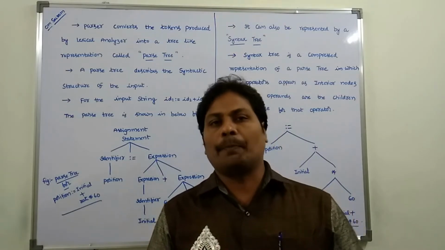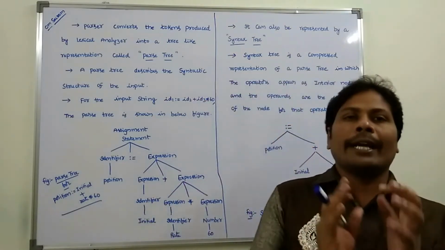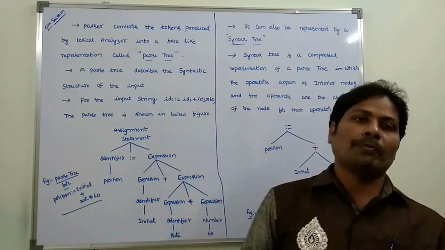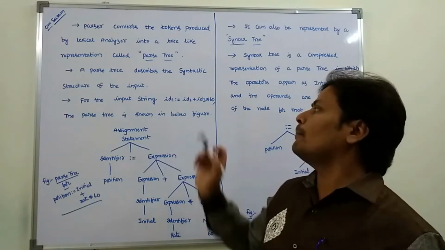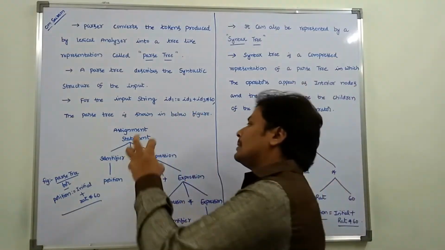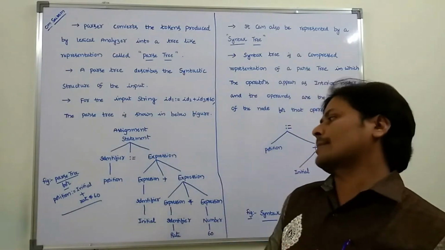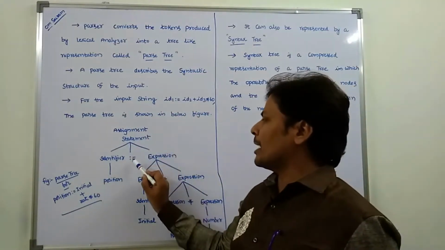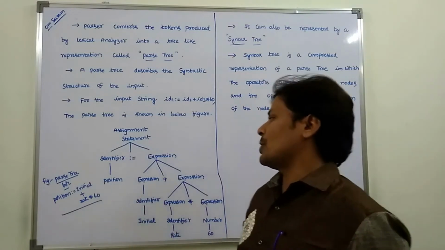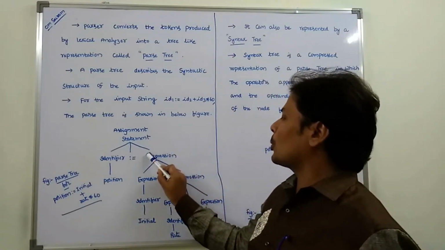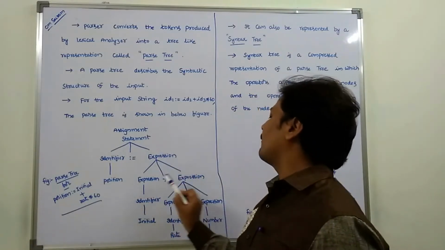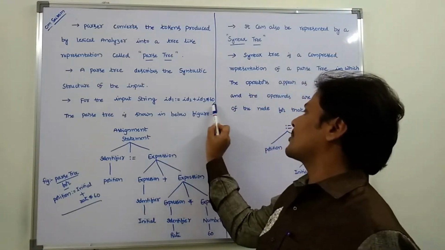Suppose we take the statement ID1 is equal to ID2 plus ID3 into 60. This statement can be obtained from position is equal to initial plus rate into 60. That can be represented by using a parse tree. Here the assignment statement is equal to, where the identifier is position. Now this is the total expression for ID2 plus ID3 into 60. So this expression can be divided into expression plus another expression.